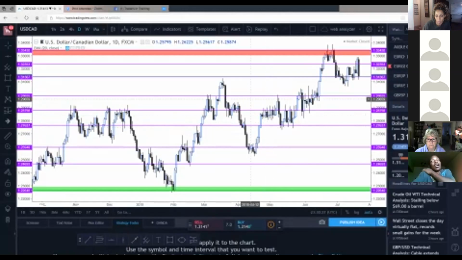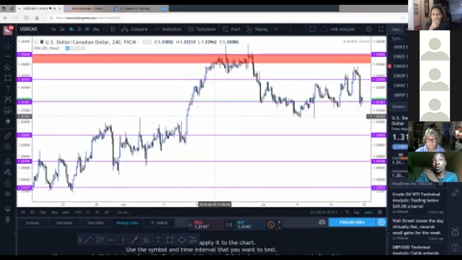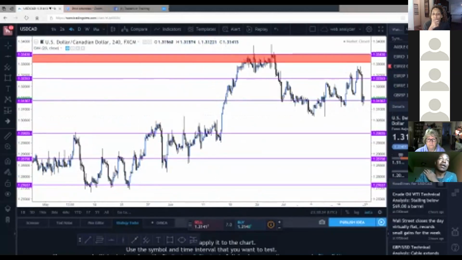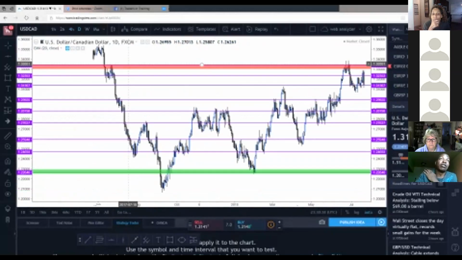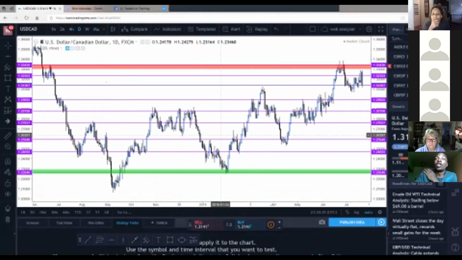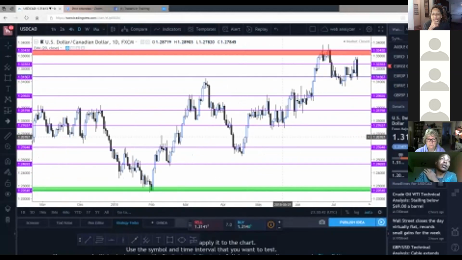Then I go down to my 4 hour and zoom in a little more. Actually, I'm sorry. We said do trend lines on the daily. I went back, so just in case anybody missed it. I go to my trend line.